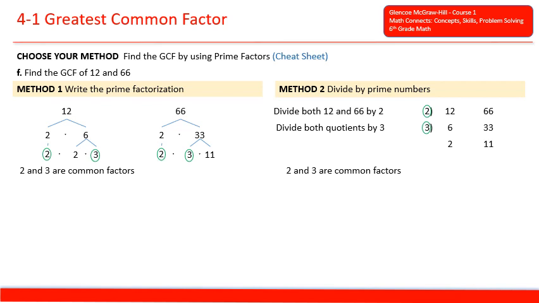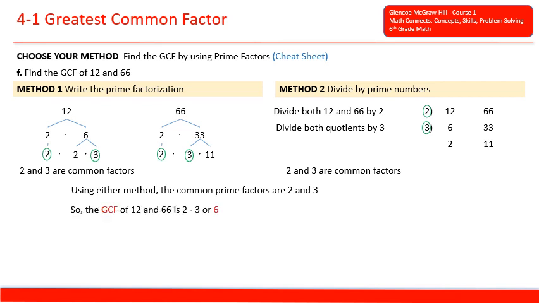And we'll just use what we divided by. 2 and 3 are common factors. So using this method, the common prime factors are 2 and 3, and the GCF of 12 and 66 is 2 times 3, or 6.